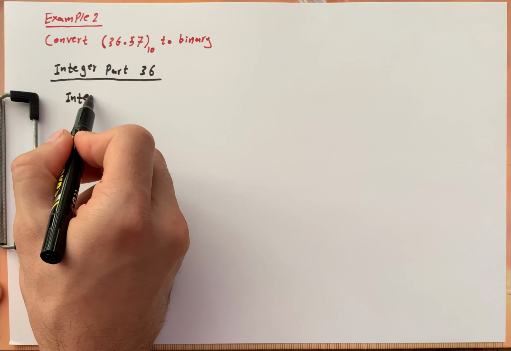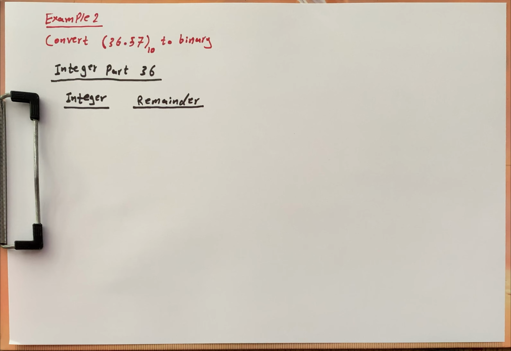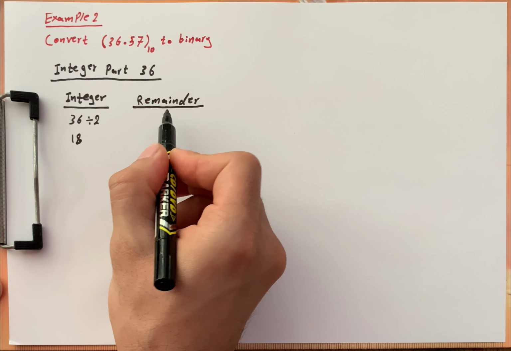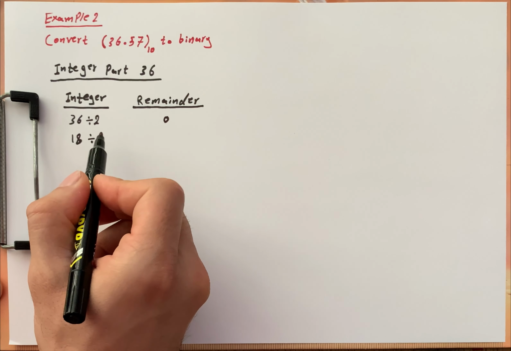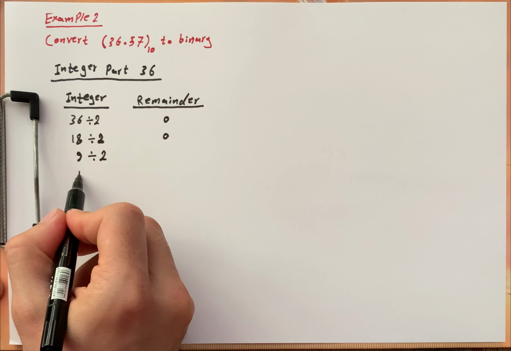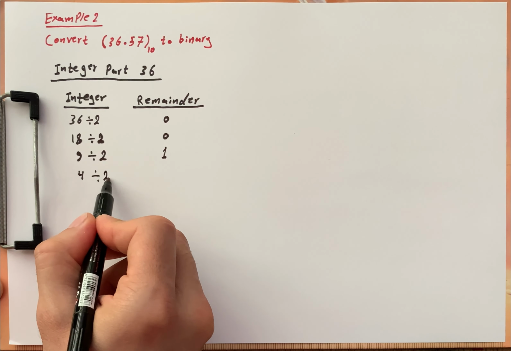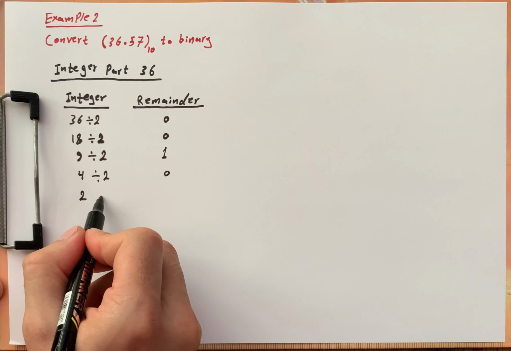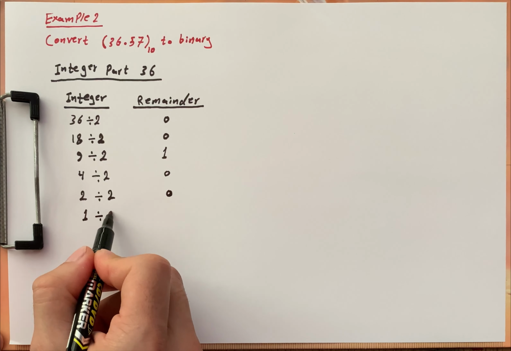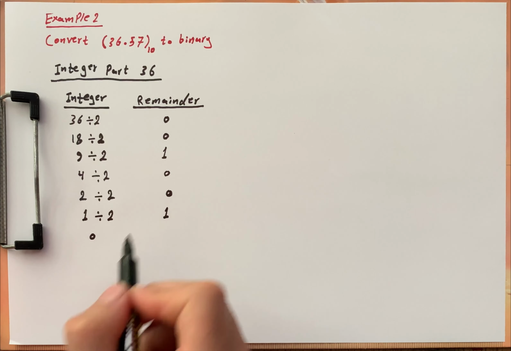We will make two columns, integer and remainder. Divide 36 by the base 2 gives 18, with a remainder 0. Then divide 18 by the base 2 gives 9, with a remainder 0. Divide 9 by 2 gives 4 with a remainder 1. Divide 4 by 2 gives 2 with a remainder 0. Then divide 2 by 2 gives 1 with a remainder 0. Then divide 1 by 2 gives 0 with a remainder 1.